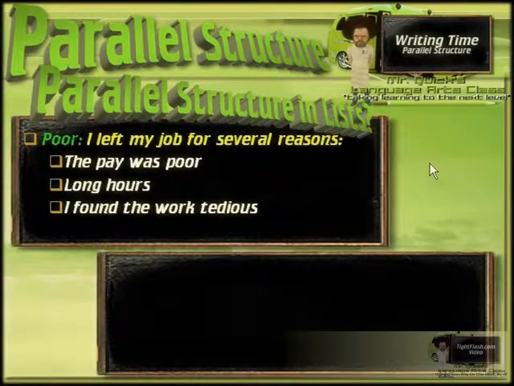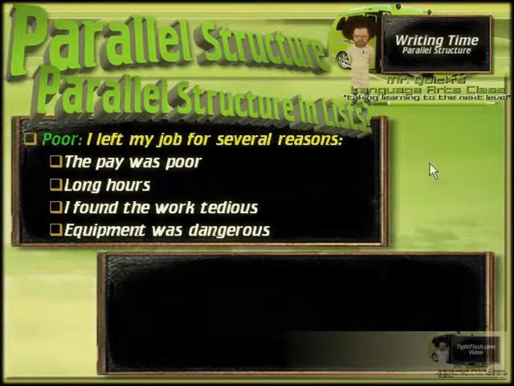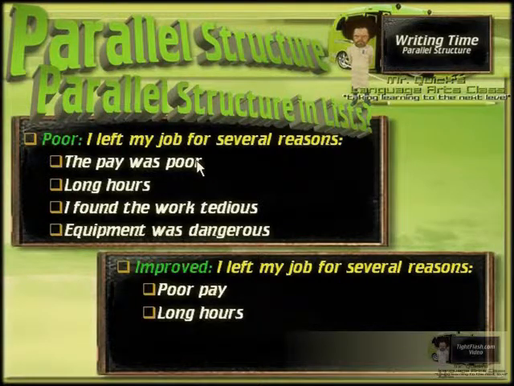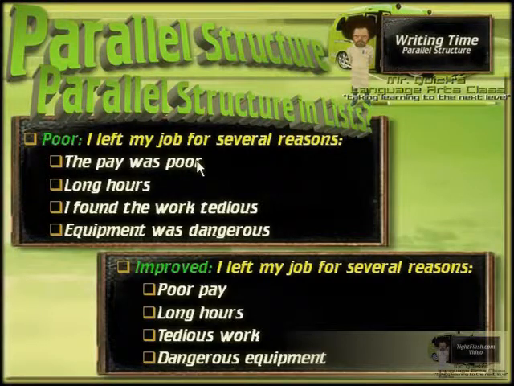The pay was poor, long hours. I found the work tedious. Well, we're not going to put the list like that because we have almost three different formats here, and we need to make them all, four now. Equipment was dangerous. We have four different formats, but we need to make them all the same in order to make it clear and to get our point across better. Here is a better way to do it. I left my job for several reasons: poor pay, long hours, tedious work, and dangerous equipment.